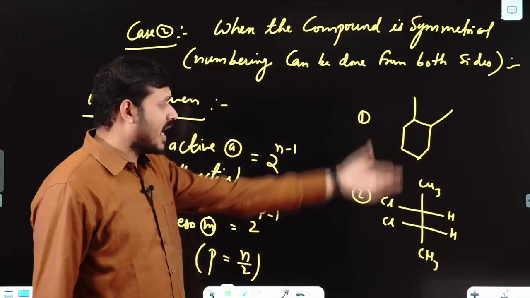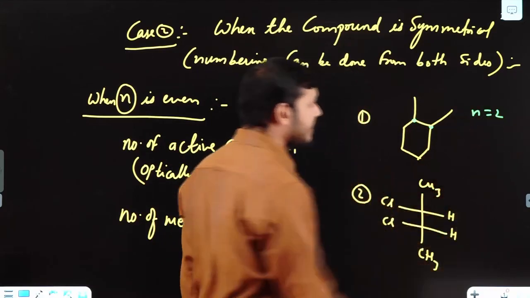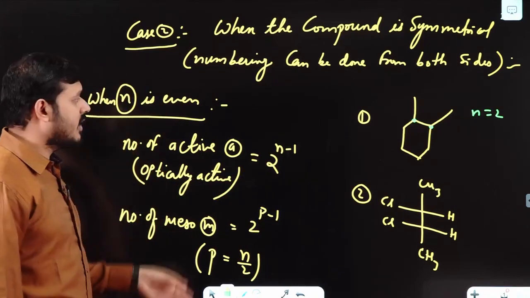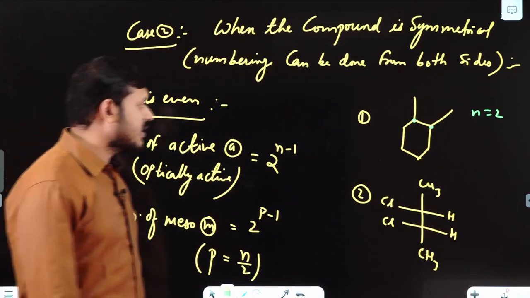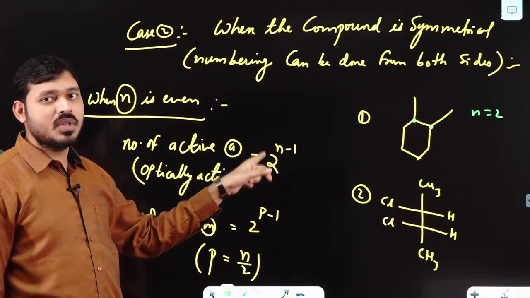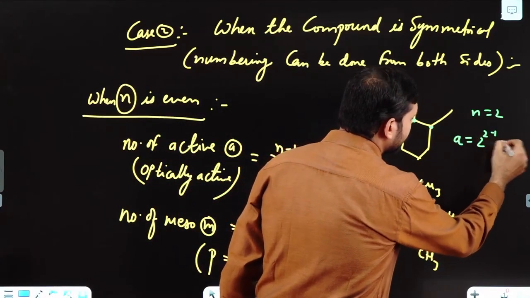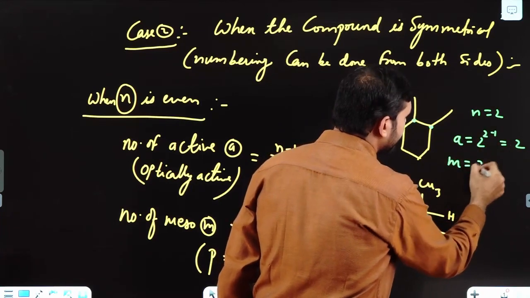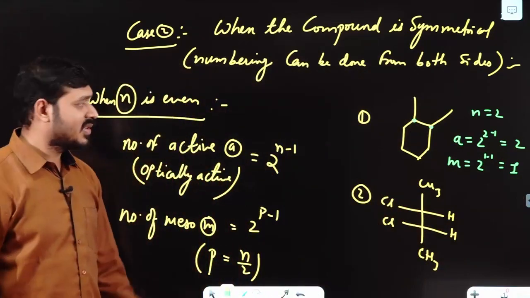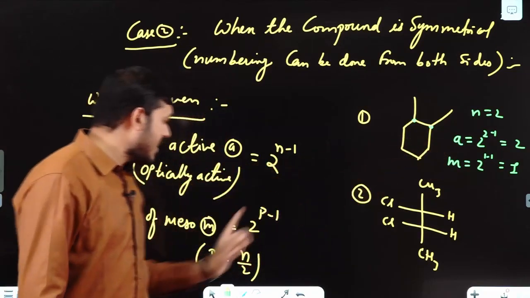See, let me calculate in these two examples only. As you are having here n equals 2, so as you have two chiral centers, n is even, numbering can be done from both sides. So active is given by 2 to the power 2 minus 1. 2 minus 1 is 1. 2 to the power 1 is 2. So here active equals 2, and meso equals 1. Clear? So students, as per calculation, active is 2 and meso is 1.